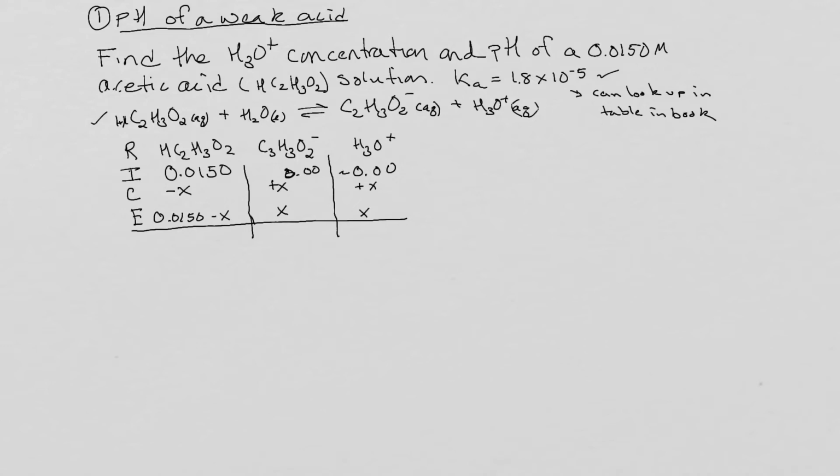So now we're going to plug this into our Ka expression. Let's remind ourselves that the equilibrium expression for this is going to be the Ka equals our products over reactants raised to our coefficients. So that's going to be the concentration of C2H3O2 minus, concentration of hydronium ion, over the concentration of our acid here.